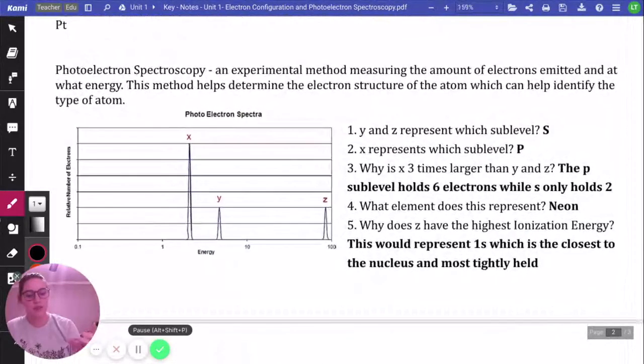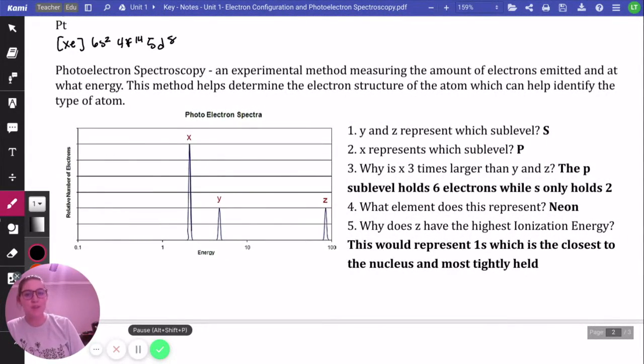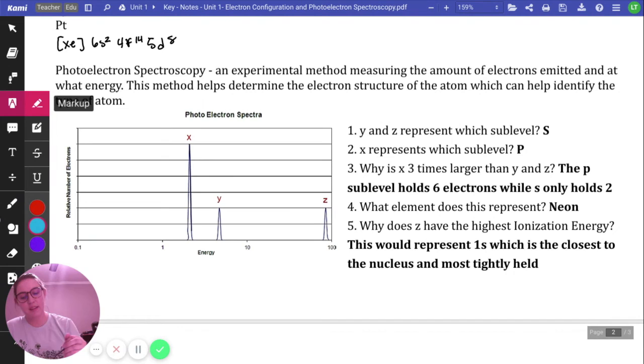Now we're going to go into our last little bit, which is photoelectron spectroscopy, or PES. Basically, what happens in photoelectron spectroscopy is they shoot really high energy photons at pieces of metal or whatever, causing them to eject their electrons. They're able to see how much energy it takes to eject those electrons, so we get a really cool graphical representation of where our electrons are. It measures the amount of electrons emitted and how much energy it takes to emit them. This helps us determine the electron structure of an atom, which is really helpful if we don't know the identity of the atom.